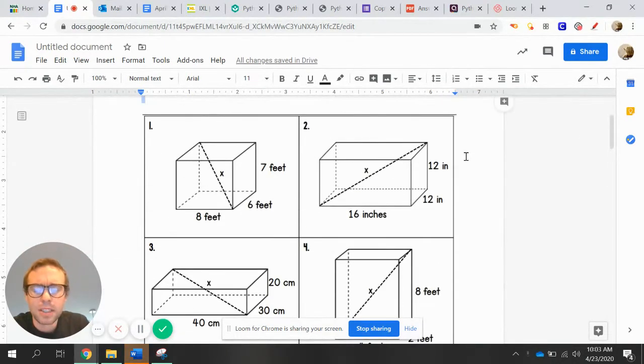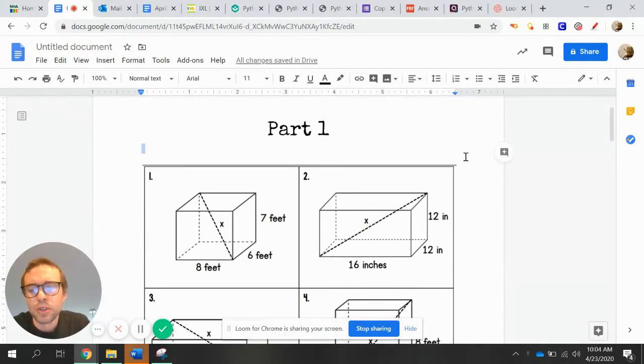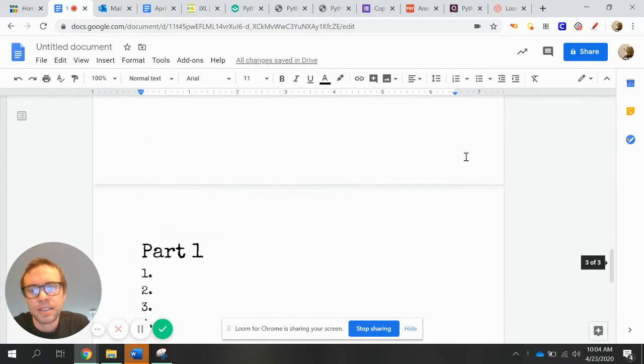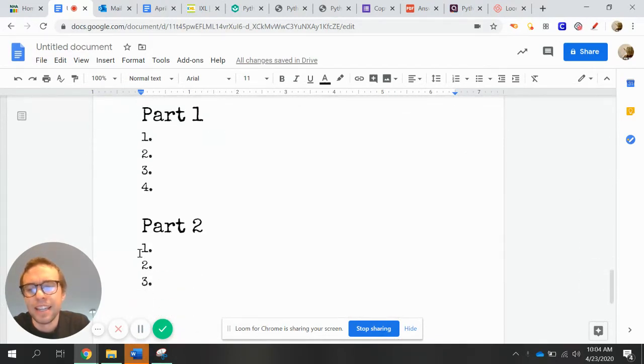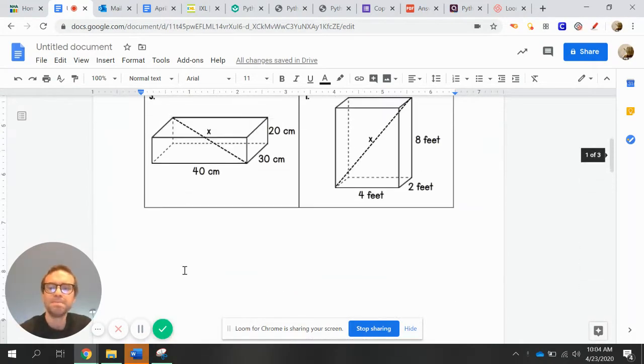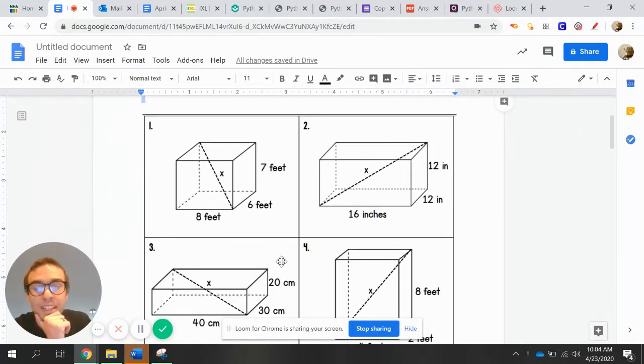I'm going to do a couple of these problems with you just to show you the way, and then you need to put your answers, just like we have been doing, down here, and then submit it to me so I can check it over. So part one. These are all 3D objects, right? And it doesn't always have to be cubes or rectangular prisms. We can look at other ones that still have right triangles within them.